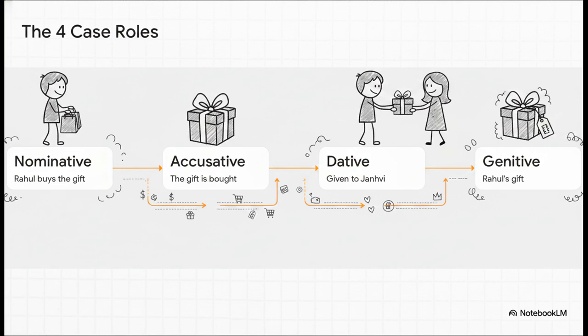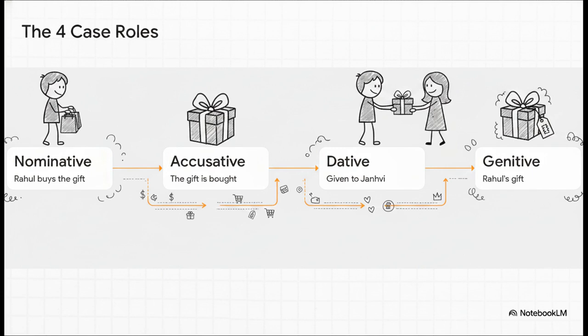Step 2. The gift. What's being bought? The gift is on the receiving end of the action. That's the accusative case. Step 3. To Janvi. To whom is this gift going? Janvi's the receiver. That's the dative case. And step 4. Rahul's gift. Whose gift is it? He's the owner. That's the genitive case. And this brilliantly illustrates how every single case just represents a totally different job or role in our story.